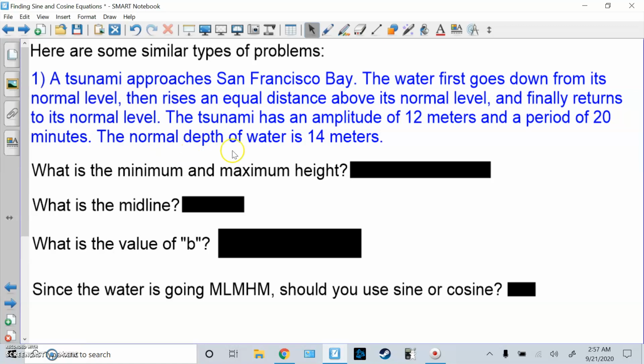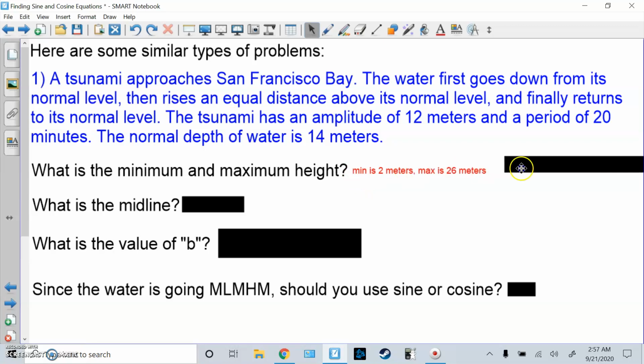The normal depth of water is 14 meters. So I'm going to do this a little differently. I'm going to ask you the question, what is the minimum and maximum height? I'm going to pause for a second. You should have got minimum is 2 and max is 26, because since the normal is 14, if you subtract 12, you get 2. If you add 12, you get 26, because they already gave us A.